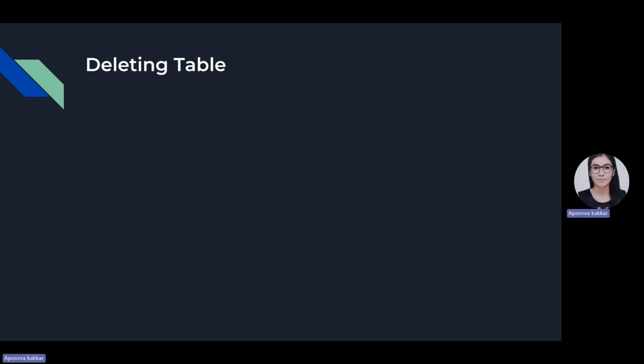Then we can delete the table. For that, we can do two things. Either we can truncate our table or we can drop our table. What is the basic difference between truncating the table and dropping the table? If we truncate our table, then the data inside the table will be lost, but the structure of the table will remain as such. And if we drop our table, then the data as well as the structure of the table will be lost. Let us see by an example.